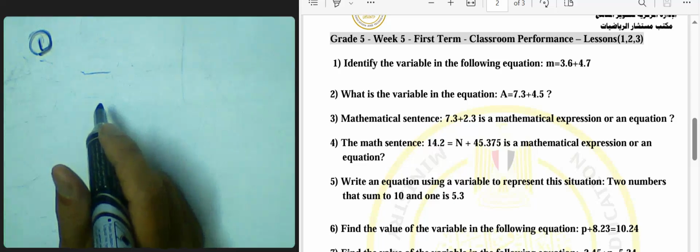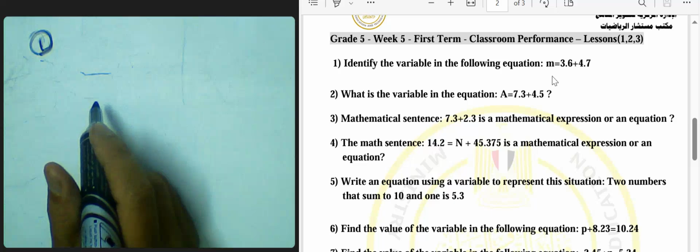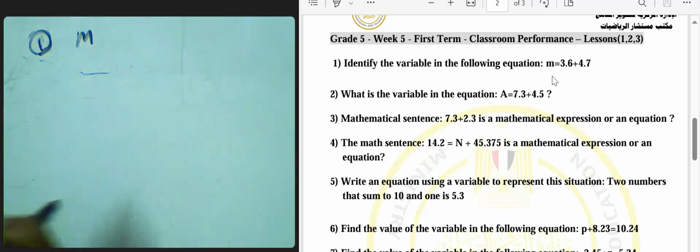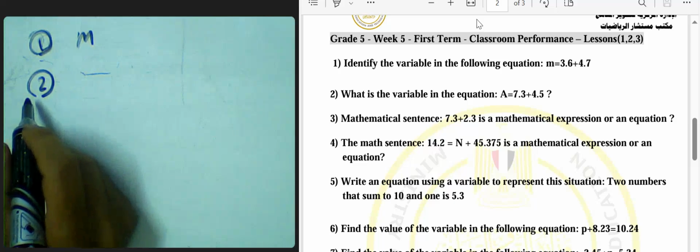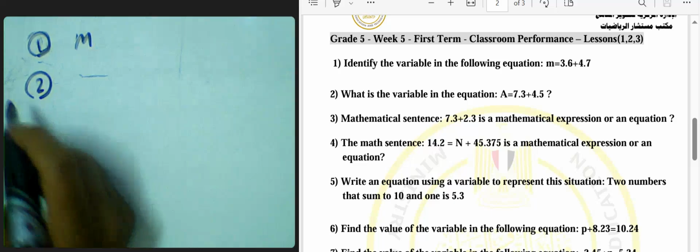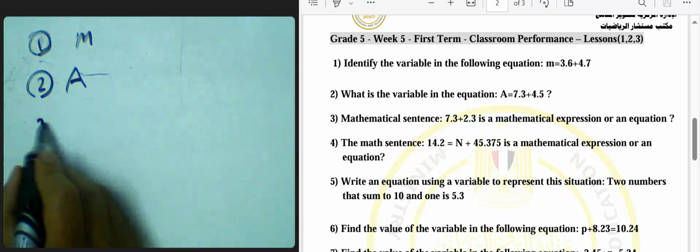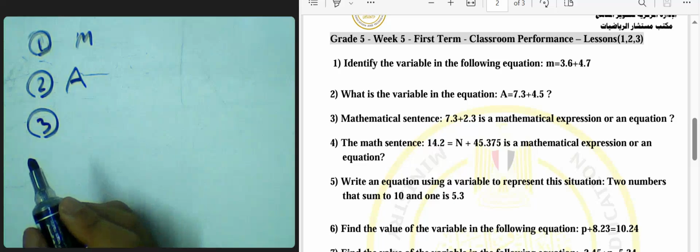Question number 1: identify the variable. Number 2: What is the variable of the equation A equals 7.3 plus 4.5? The variable here is A. You will not solve the equation, you just say what the variable is.